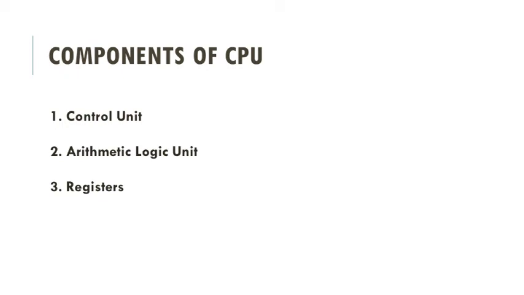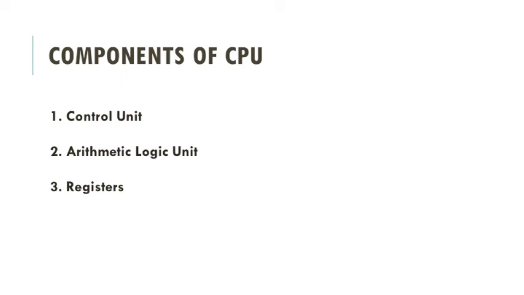Then we have the registers. Registers within the CPU are special purpose temporary storage locations. We have different types of registers available. The first one is the program counter, which is the PC, which keeps track of the next instruction to be executed. Then we have the instruction register, which is the IR.